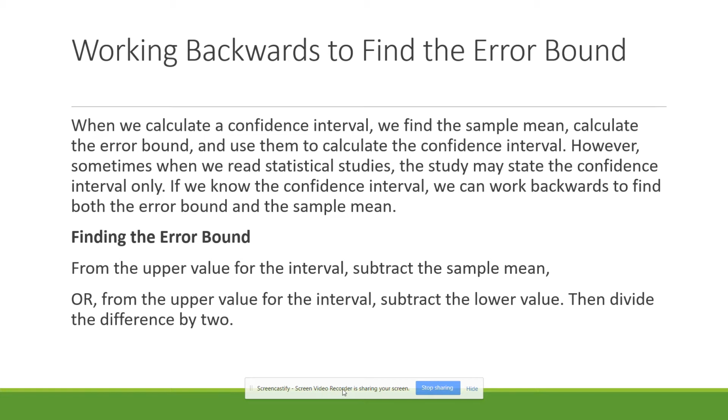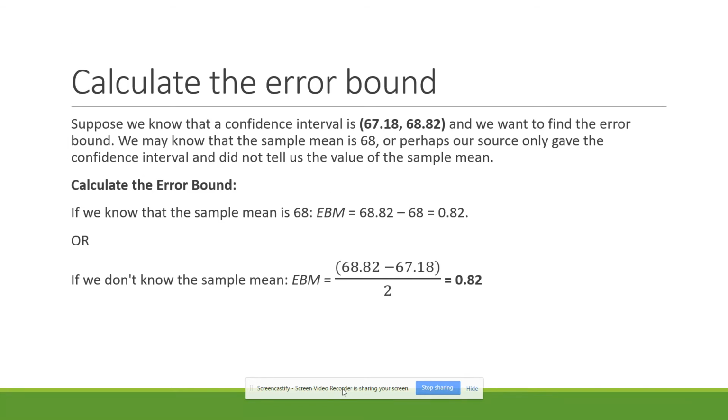From the upper value of the interval, subtract the sample mean, or from the upper value of the interval, subtract the lower value, and then divide the difference by 2. So suppose we know the confidence interval is 67.18, 68.82, and we want to find the error bound.